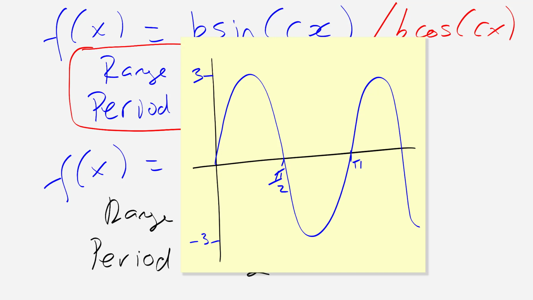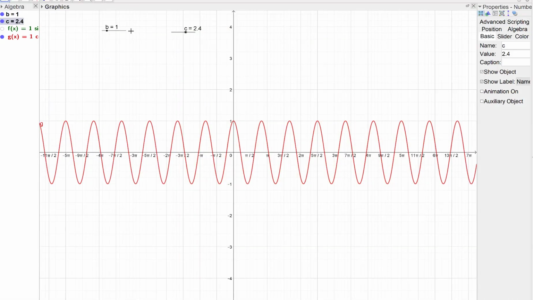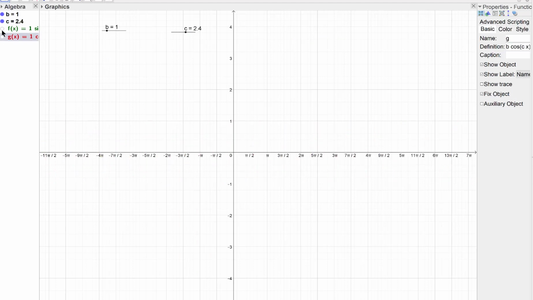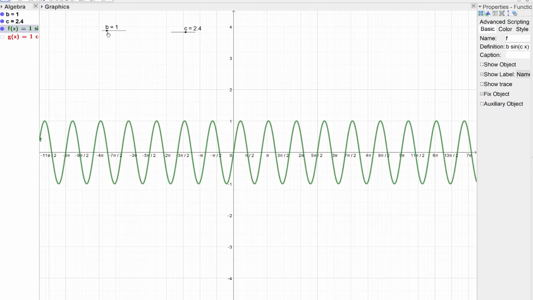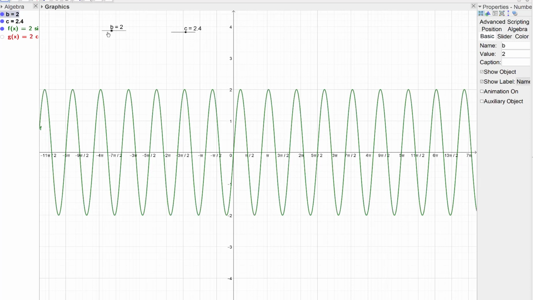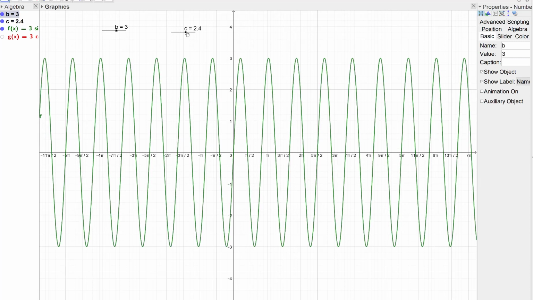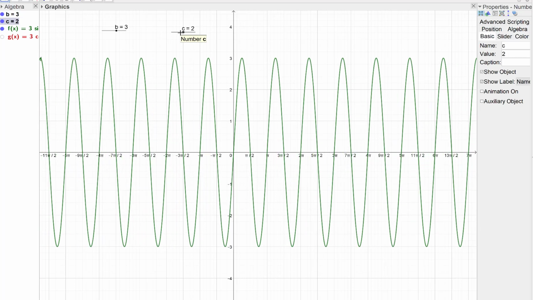Obviously, if I wanted to be a little bit more accurate, I can use GeoGebra here to show you. So 3 sine 2x. Once again, we know that the range is going to be from -3 to 3, and the period is going to be pi. So there, that's what 3 sine 2x looks like. You can see that the range is from -3 to 3, and the period, the length of one full repetition, so up, down, and back up, is pi.